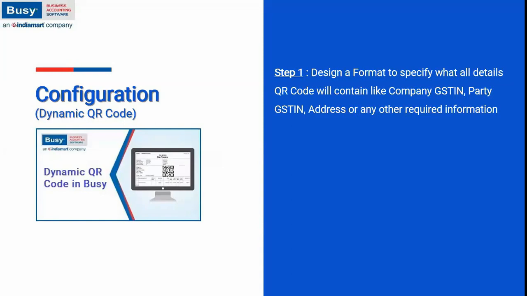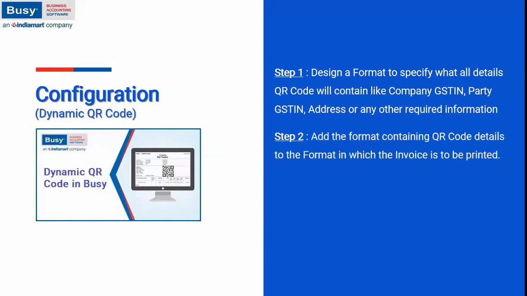Step number one, design a format to specify what details the QR code will contain, like company GSTN number, party GSTN number, address, or any other required information. You have to decide which type of information you really require in your QR code. On that basis, you can design the format with all details.